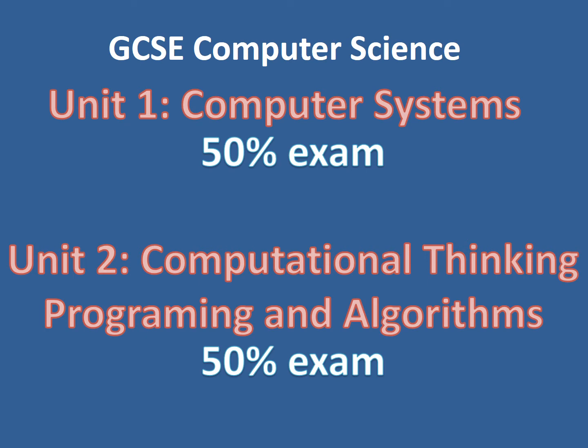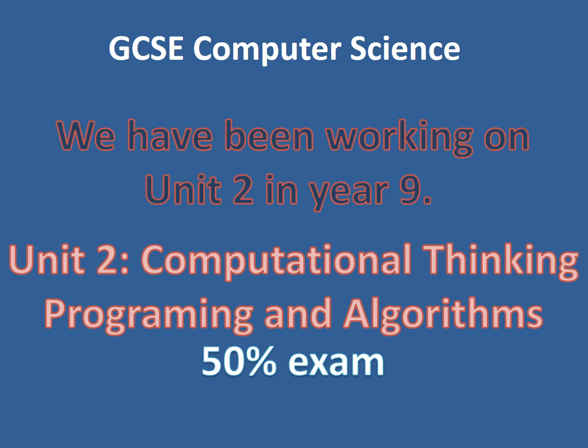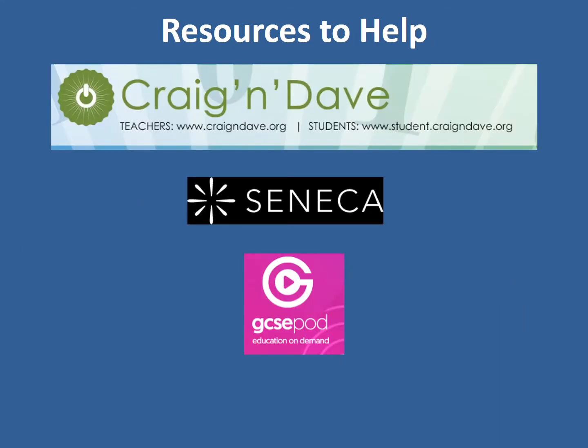Welcome to this series of videos looking at GCSE Computer Science. The course is split into two units, Unit 1 Computer Systems and Unit 2 Computational Thinking, Programming and Algorithms. Each is worth 50%. So far in Year 9 we've been looking at Unit 2 Computational Thinking, Programming and Algorithms. There are lots of different resources that you can use to help you out there, including Craig and Dave. All their videos are excellent, all the Seneca resources and GCSE Pod.